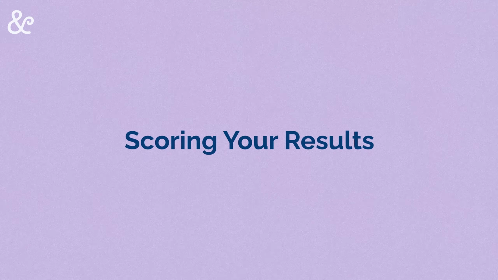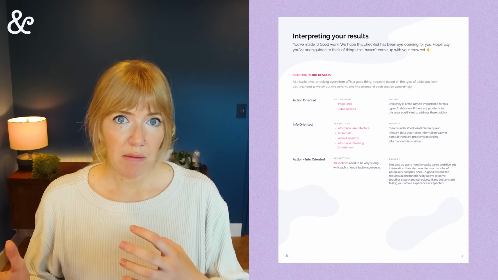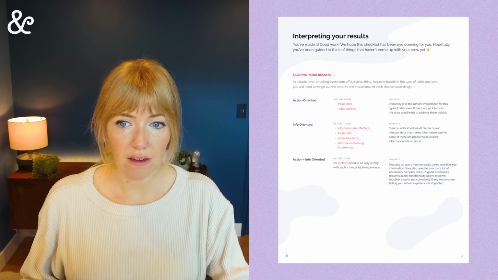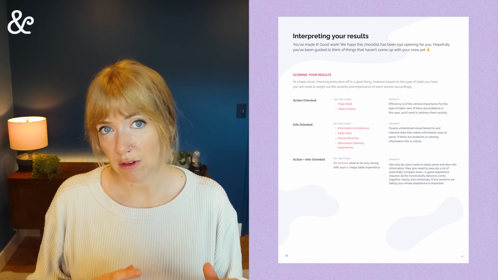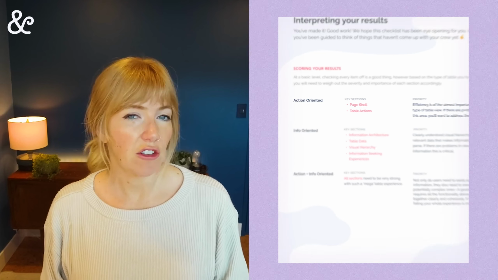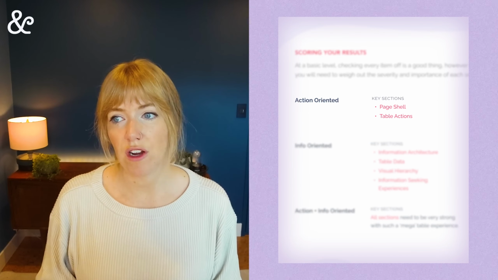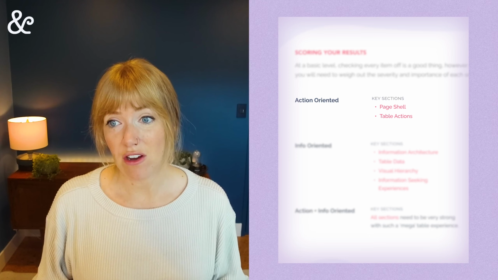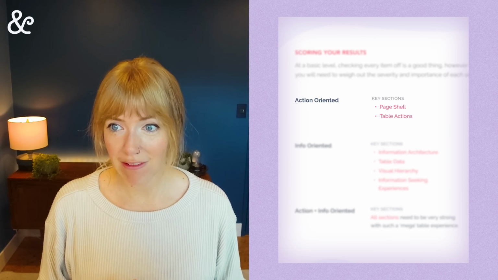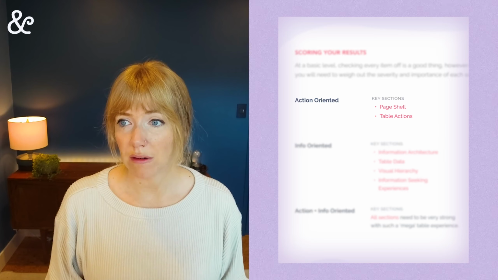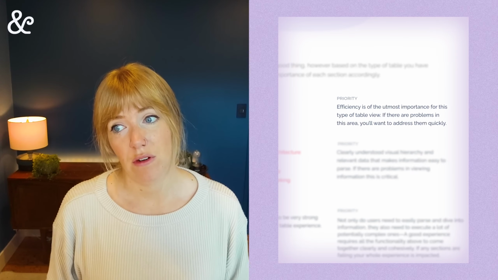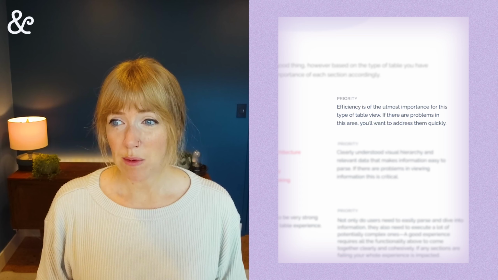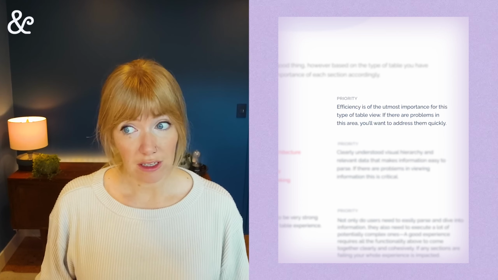Okay, so now we're on to scoring your results and figuring out at a high level how you're doing. Are you doing great? Is it a little bit of a needs improvement situation? When you score your results, we framed it around action-oriented, information-oriented, and the super user slash both use case. So for action-oriented experiences, you really want to have high scores on the page shell section, and the table actions are super, super important. So efficiency is of the utmost importance for this type of table view. If there are problems in these kinds of areas, you'll want to prioritize those real quick.